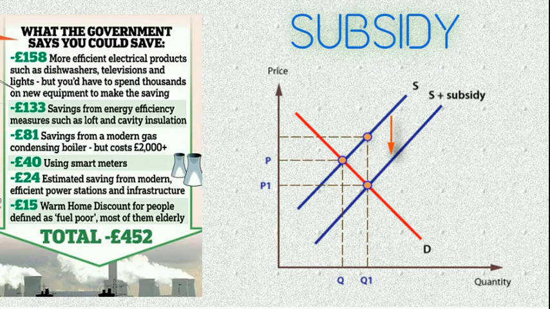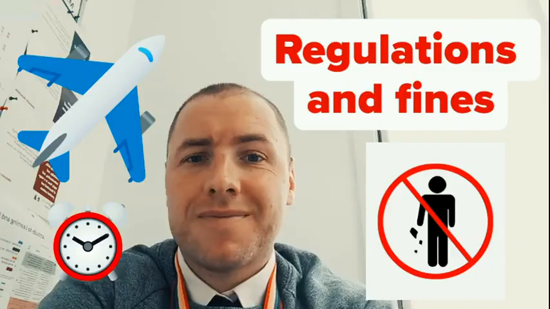So if the heat is kept in, then people don't need to use the heating for as long. So then they obviously cut down on their bills as well. So the government can use subsidies to decrease the cost of production, which can then be passed on to consumers and help to reduce the use of polluting materials.